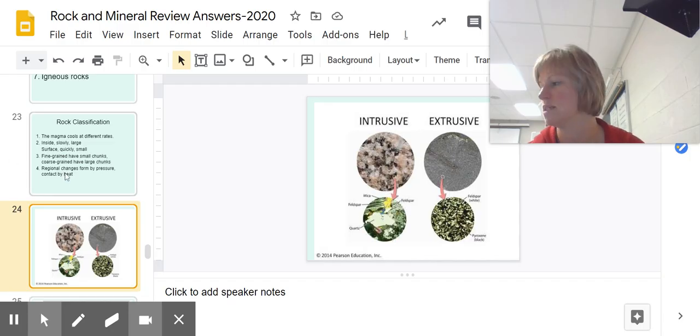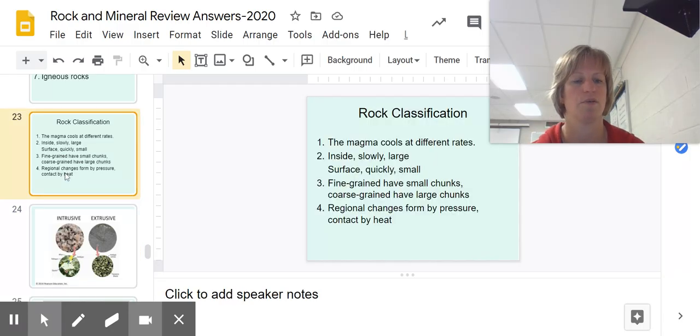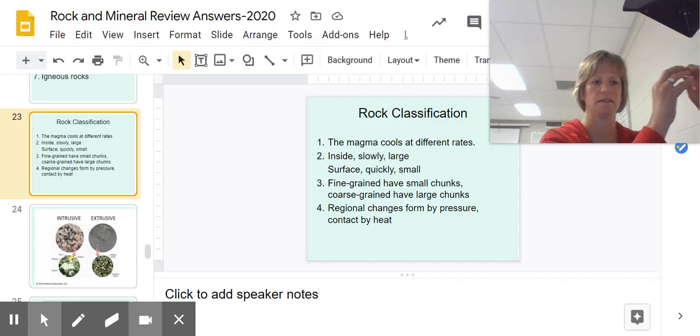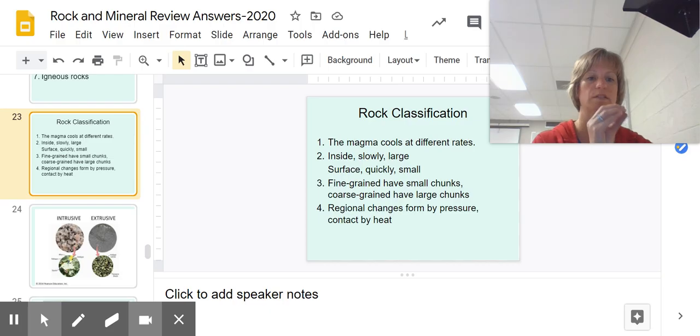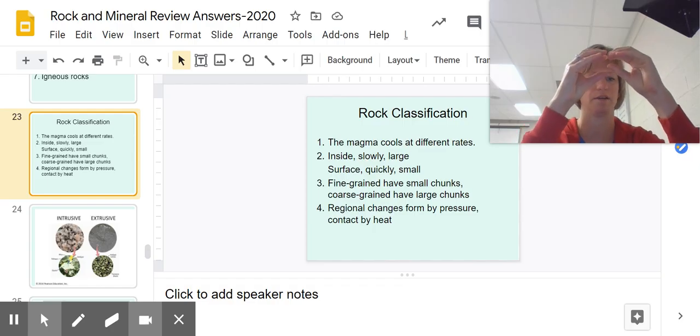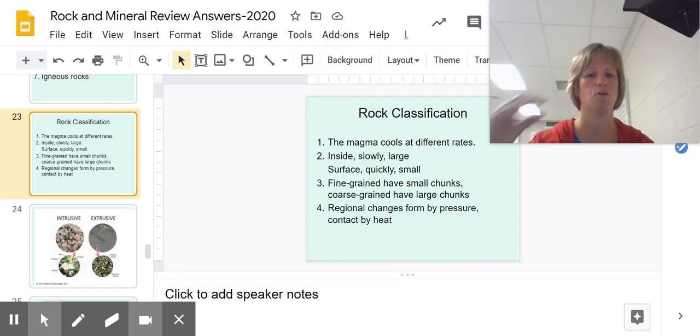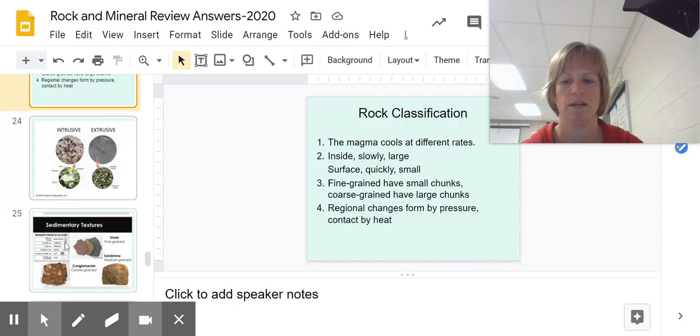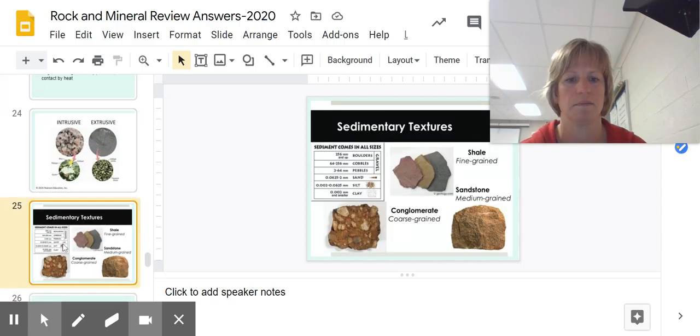Okay, now let's get to sedimentary classification. So we have rocks, igneous, sedimentary, metamorphic. Igneous, intrusive, extrusive. So what's the deal then with sedimentary? It's all classified by the size of their chunks. So for sedimentary, we have fine grained and coarse grained. And so fine grained means small chunks, coarse grained means big. So study this with me.